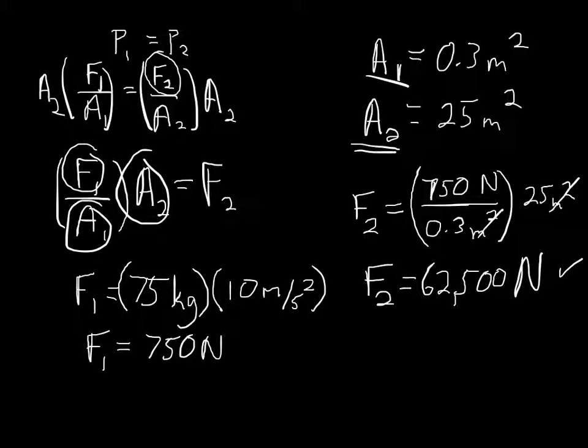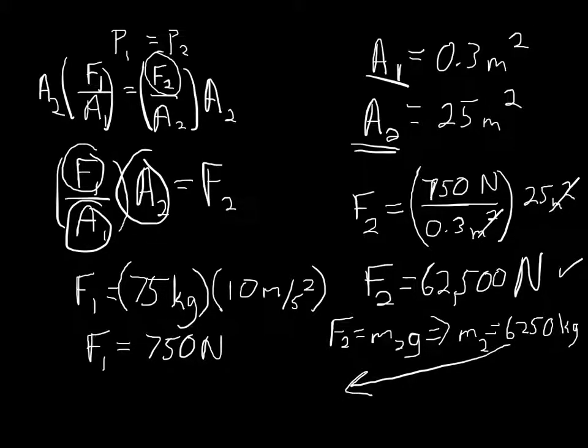I could back out the mass that I can actually lift. So this is a force. F2 is equal to the mass that I can lift, mass 2 times g. So the mass that I can actually lift, I need to divide this by g to find mass 2 is equal to 6,250 kilograms. And since we're Americans and refuse to use kilograms, this is America after all, the total mass we can lift is 13,780 pounds. Is this enough to lift Dr. Bubar's car?